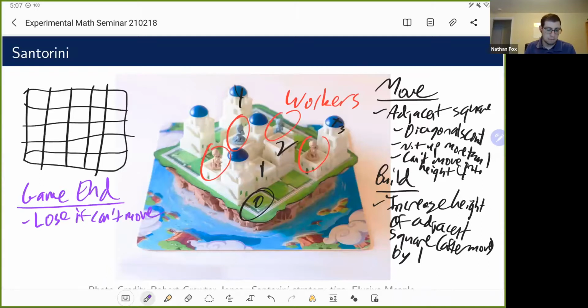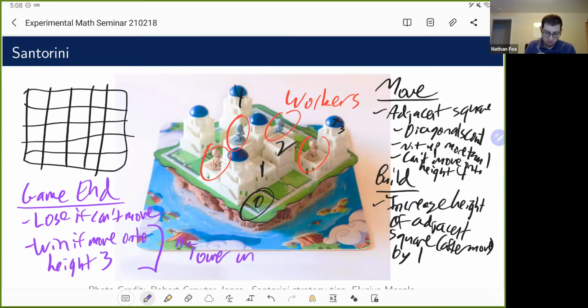But there is another way the game can end, which is if you ever move on top of a tower of height 3, you just instantly win the game. So we're going to call this the tower win rule. And we're actually mostly going to pretend it doesn't exist for the rest of this talk, because we're not going to analyze exactly this game. We're going to talk about variants, and the first thing we're going to do to simplify the game is throw out the tower win rule, because it makes analysis much harder.